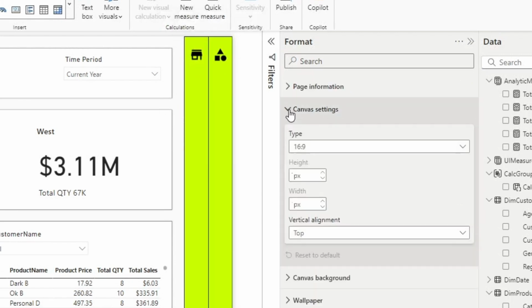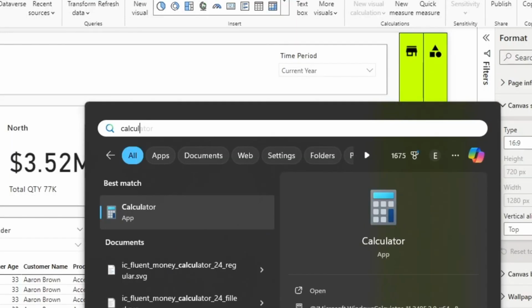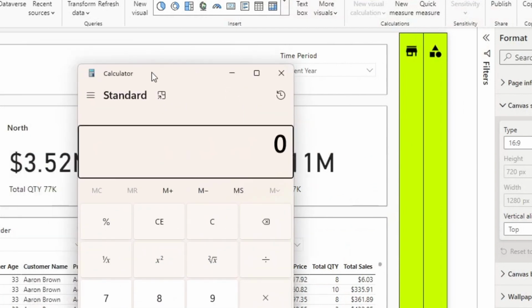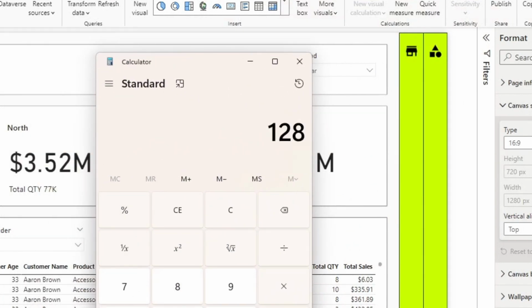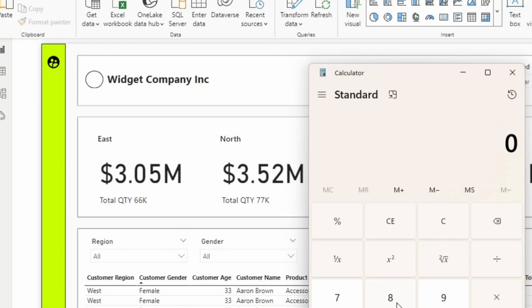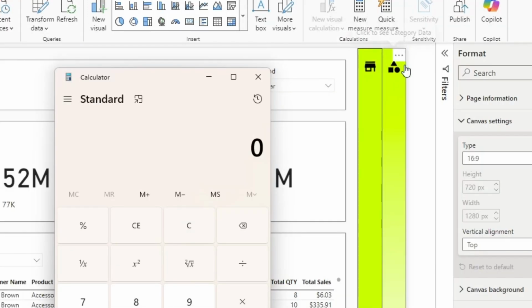If we then look at our canvas settings, we'll notice that our width is 1280. So if we open up a calculator here and do this math, we can go 50 divided by 1280, which means it's about 4%. So if we're designing a Power BI background in Figma or something, for example, we want to take 4% of the background and put it over here, and then 8% of the background and put it over here. And that is exactly what I did.